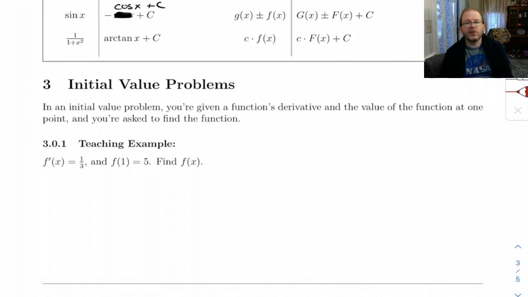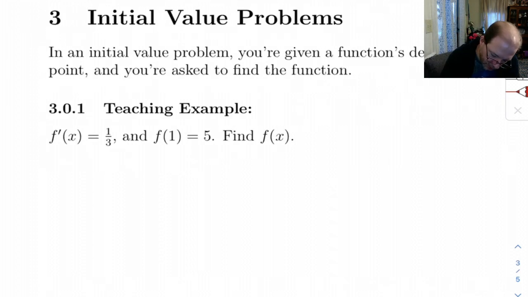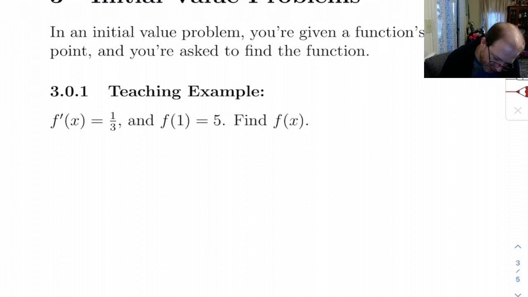All right, I want to look at what's called initial value problems. In an initial value problem, you're given a function's derivative and the value of the function at one point, and you're asked to find the function itself. So let's take a look at this one. Suppose they give us f prime of x is 1/3 and f of 1 equals 5.